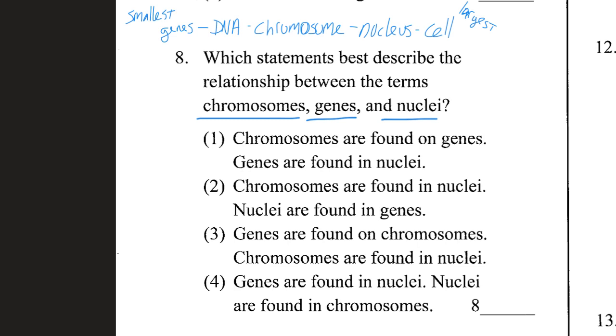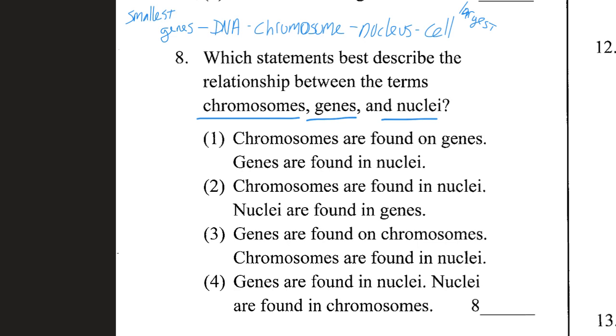So looking at the options, we're looking for the relationship between chromosomes, genes, and nuclei, which is the plural of nucleus. Option 1, chromosomes are found on genes.